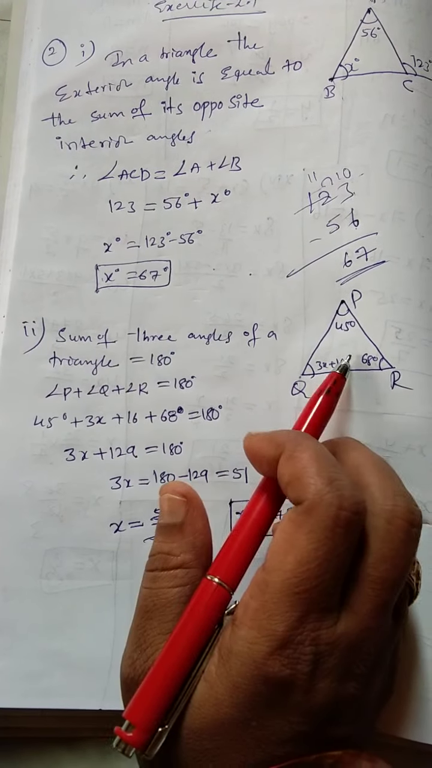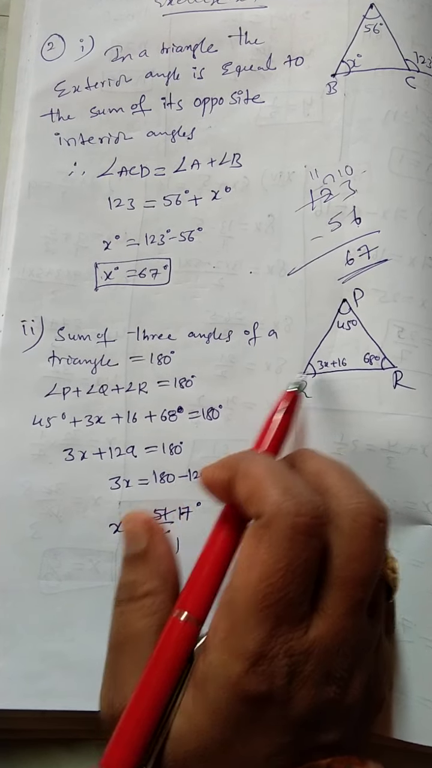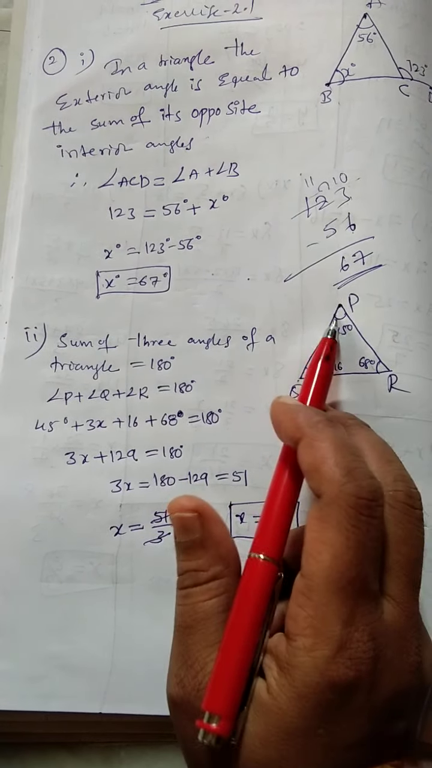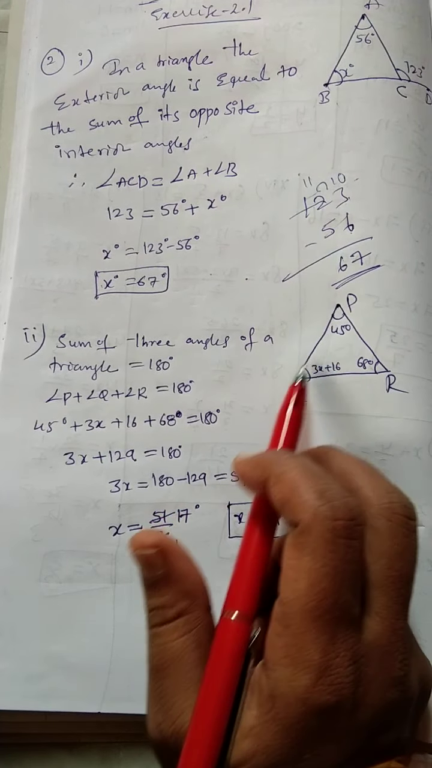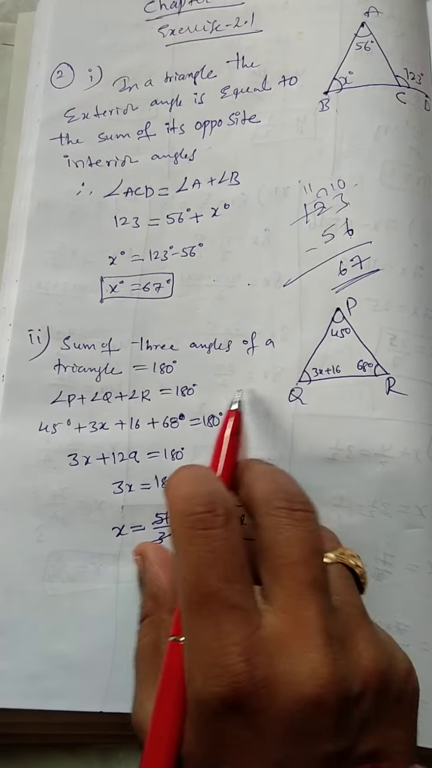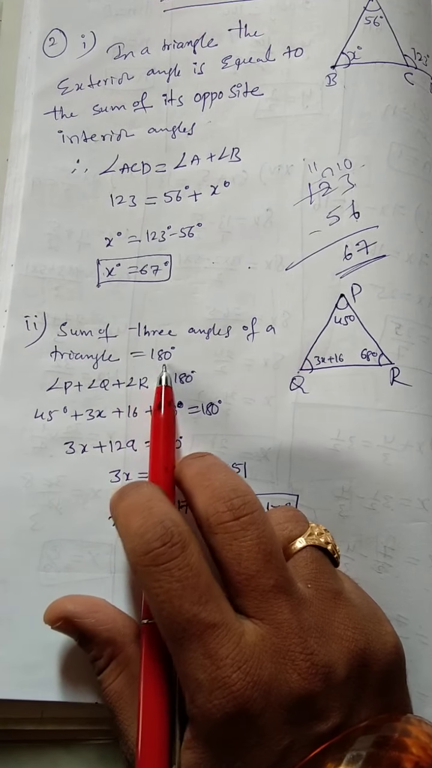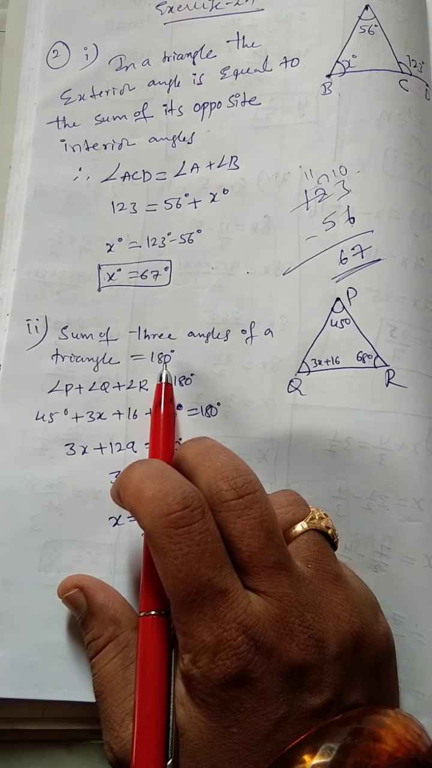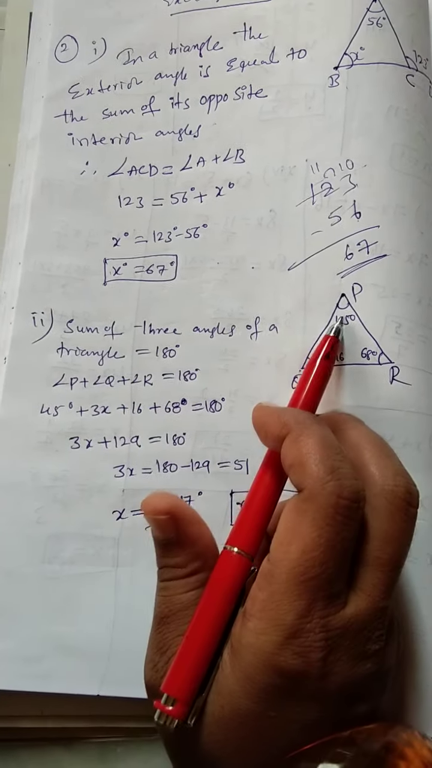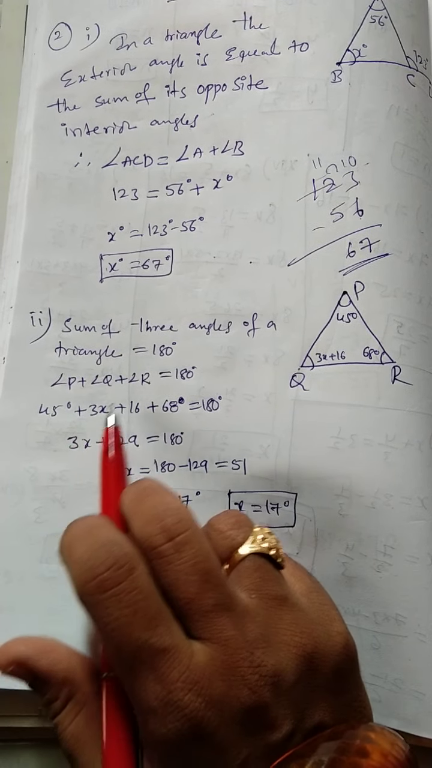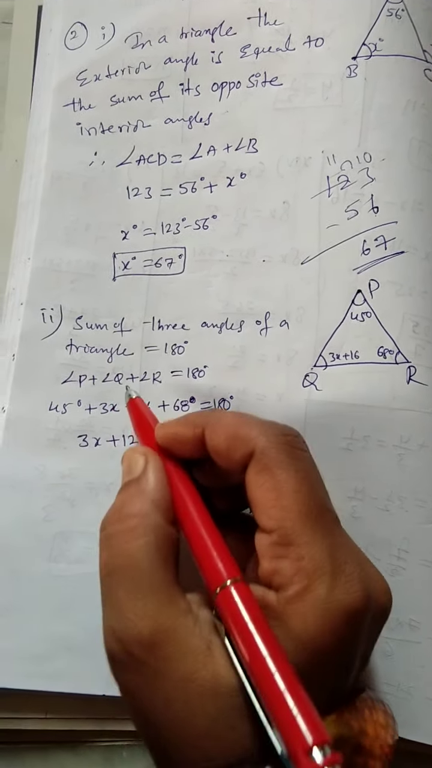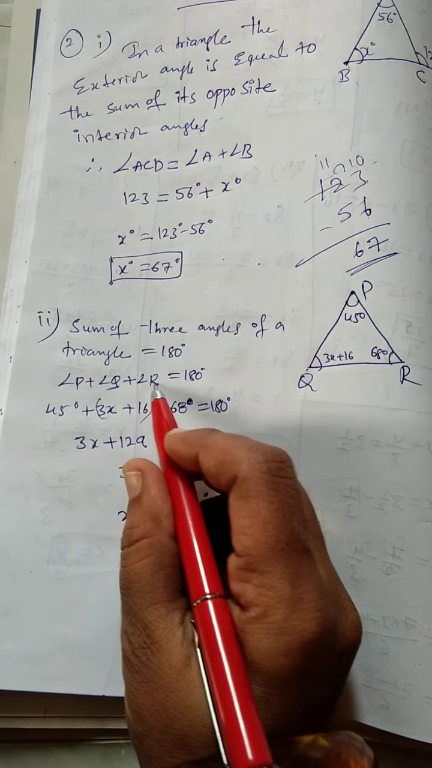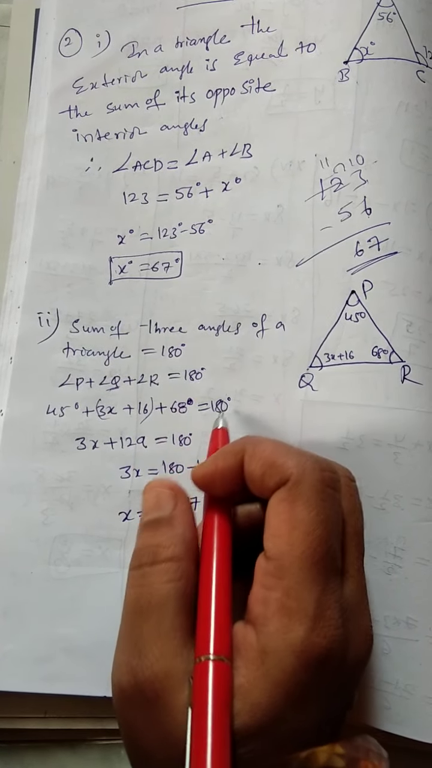Next, the second bit. Here triangle PQR is given. We need to find the x value. Very simple. We should use the condition that the sum of all three interior angles in a triangle is equal to 180 degrees. So angle P plus angle Q plus angle R is equal to 180 degrees. Now the individual angles are given. Angle P is 45, angle Q is 3x plus 16, and angle R is 68 degrees, equal to 180 degrees.